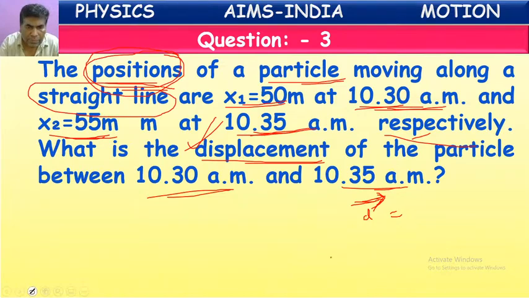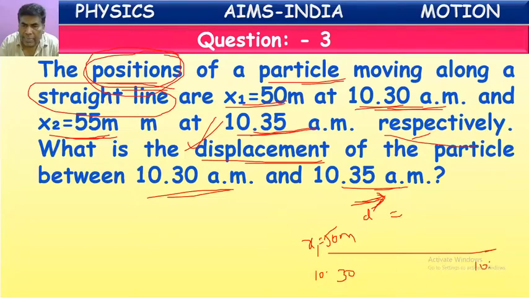At 10:30, where is it? It is at a place x1, which is equal to 50 meters. What about 10:35? At 10:35, it is at a position called x2, where that location's value is 55 meters.